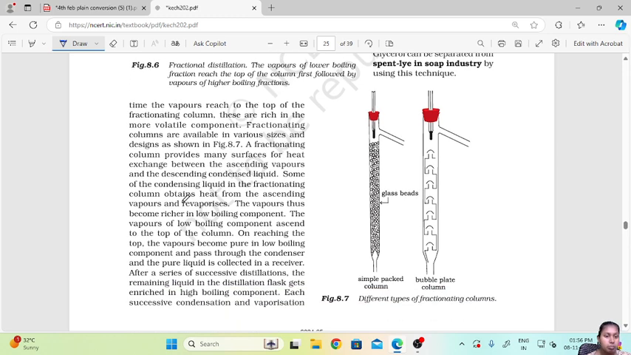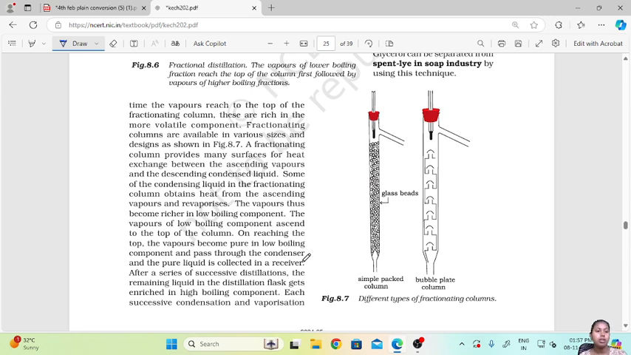Now the fractionating column provides many surfaces for heat exchange between the ascending vapors and the descending condensed liquid. Some of the condensing liquid in the fractionating column obtains heat from the ascending vapors and revaporizes. The vapors thus become richer in low boiling component. The vapors of low boiling component ascend to the top of the column. On reaching the top, the vapors become pure in low boiling component and pass through the condenser, and the pure liquid is collected in a receiver.